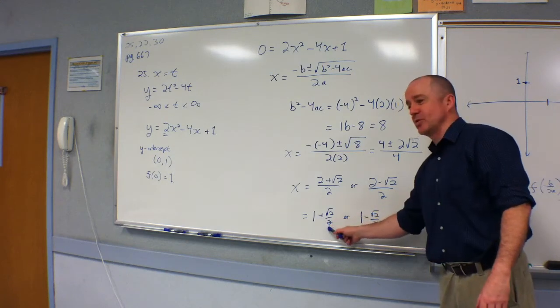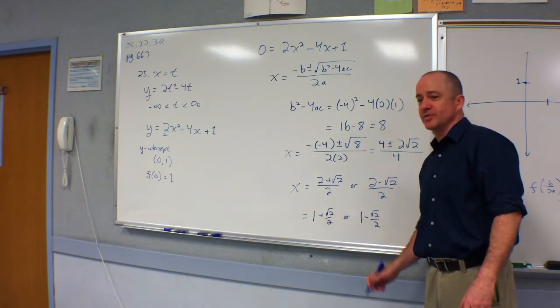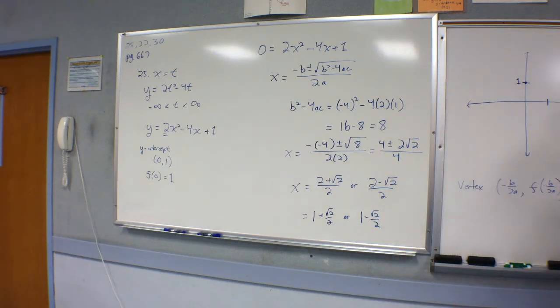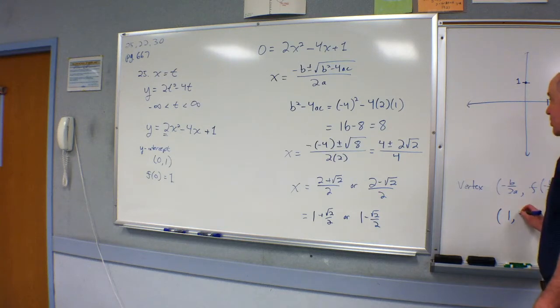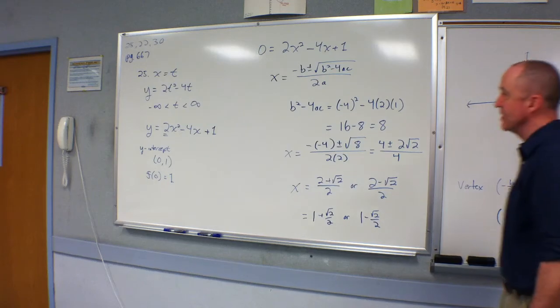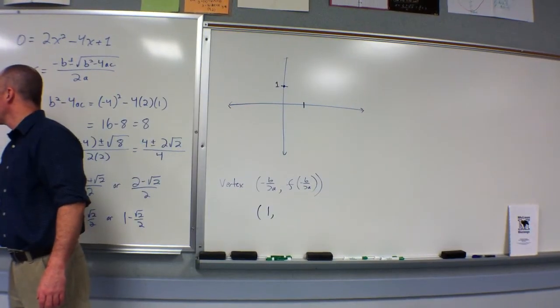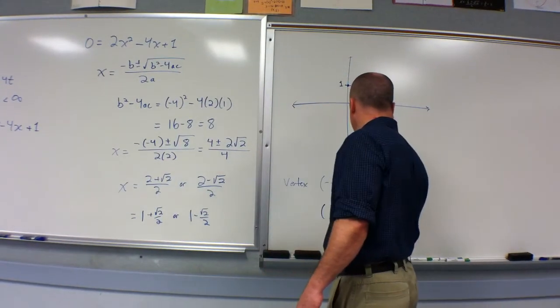1 plus root 2 over 2, 1 minus root 2 over 2. What's in the middle between those two? 1. So the vertex is going to be 1. Better be what I get for negative b over 2a after I said that. Yes, that is. Okay, it's going to be 1, and then if I put 1 in for x back in my original parabola, thank you, Jen, I get 2 minus 4, which is negative 2, plus 1, I get negative 1.